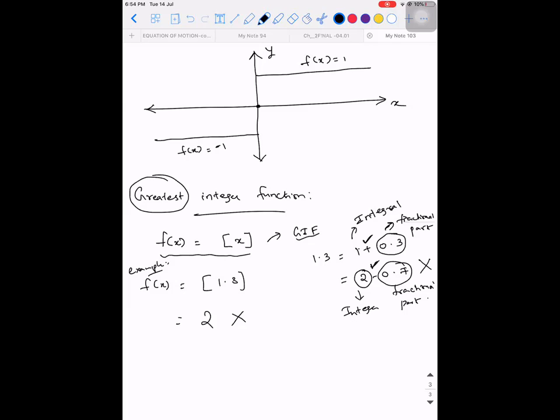So what is the greatest integer of 1.3? The greatest integer of 1.3 is 1. Similarly, if I have f of x is equal to minus 3.2, then what will be the greatest integer of it?